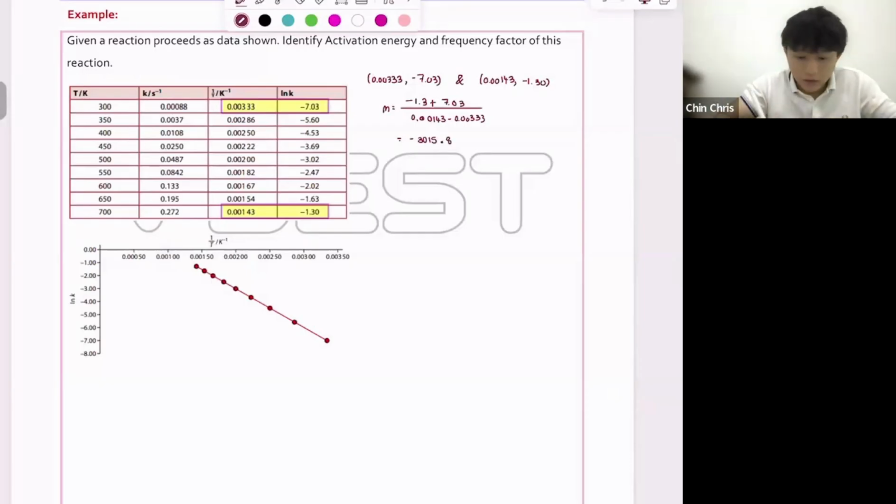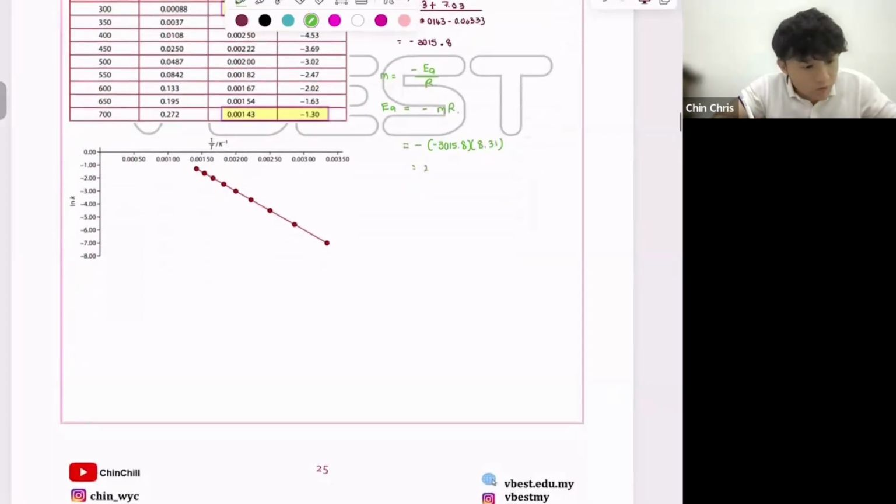That's the gradient, right? Then how to get your Ea? Gradient is equal to negative Ea over R, so Ea is equal to negative m times R, correct? Is your answer 25,061 joules, or 25.1 kilojoules per mole? That's it.